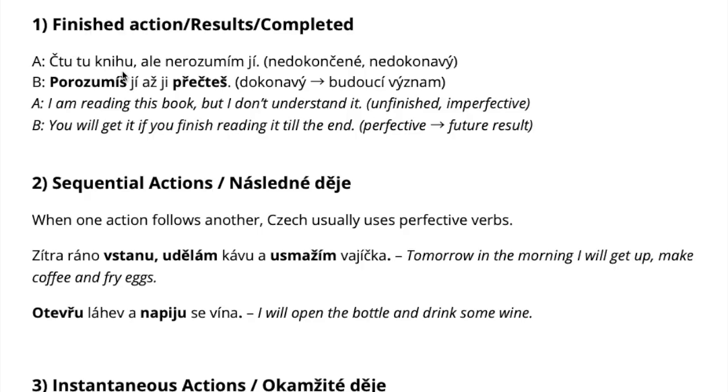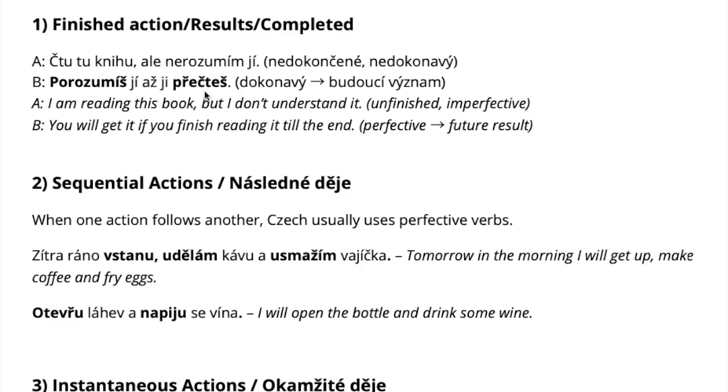For example, čtu tu knihu, ale nerozumím jí. Porozumíš jí, až ji přečteš. So this is a dialogue of two people. Person A is saying, I am reading this book, but I don't understand it. And person B is saying, obviously, you will get it. You are going to understand the book if you finish reading it till the end. And to finish reading a book or a paragraph or a newspaper is the verb přečíst. So až ji přečteš. You will understand once you finish reading it.